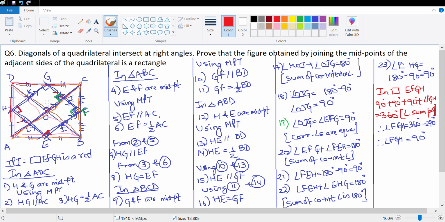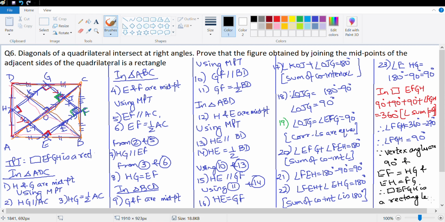So we've been able to prove that all four vertex angles are 90, and we've been able to prove that both pair of opposite sides are equal. So let's write this down. Since vertex angles are 90 degree and EF is equal to HG and EH is equal to FG, therefore quadrilateral EFGH is a rectangle. Both pair of opposite sides are equal and the vertex angles are 90 degree.